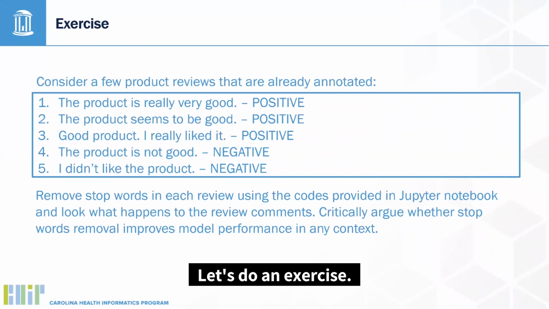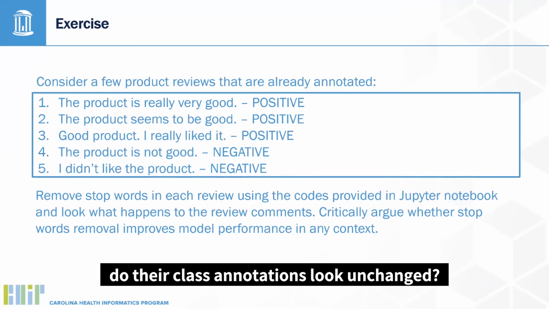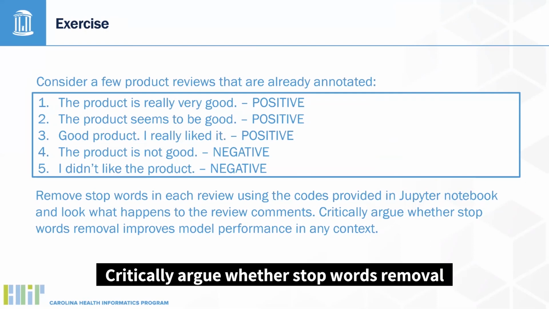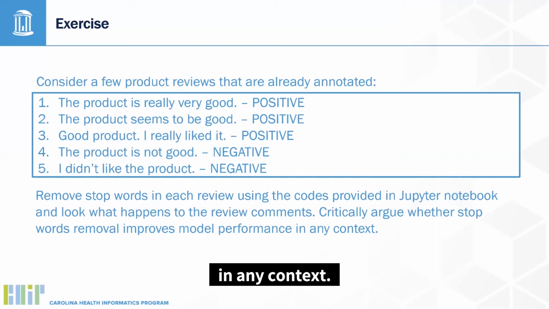Let's do an exercise. Consider the following reviews that are already annotated for you. The first 3 reviews are positive and the last 2 reviews are negative. But after we remove stop words, do their class annotations look unchanged? Remove stop words using the code provided in the Jupyter Notebook and see how each review looks after stop words are removed. Critically argue whether stop words removal can improve the performance of sentiment analysis in any context. Go to the Jupyter Notebook and do the exercise.